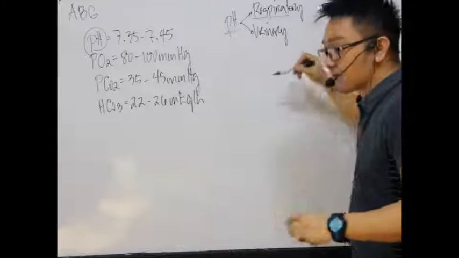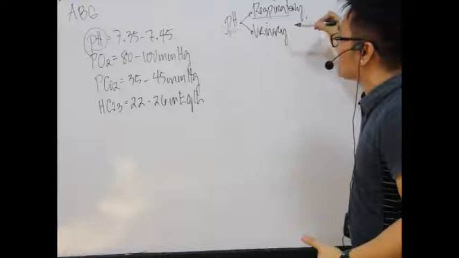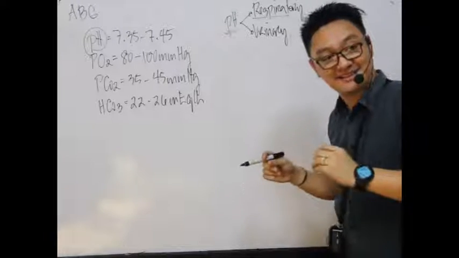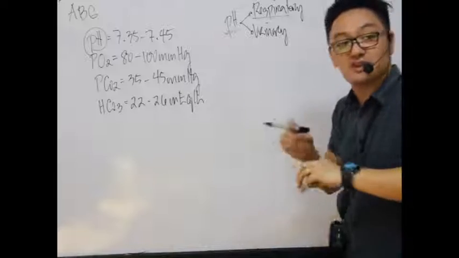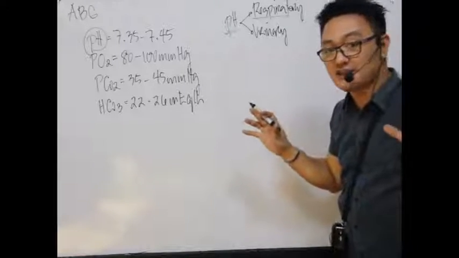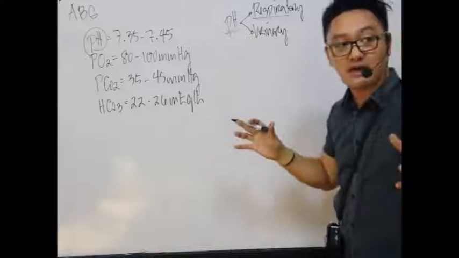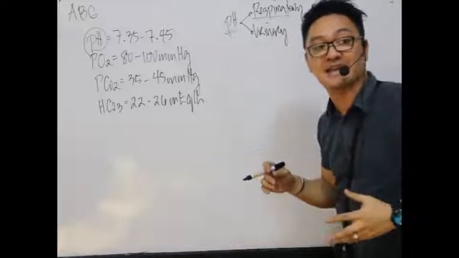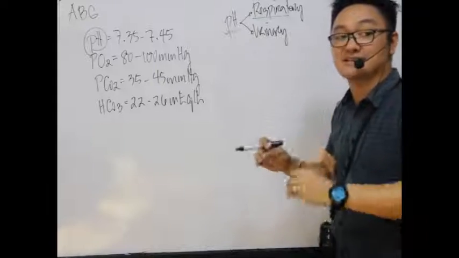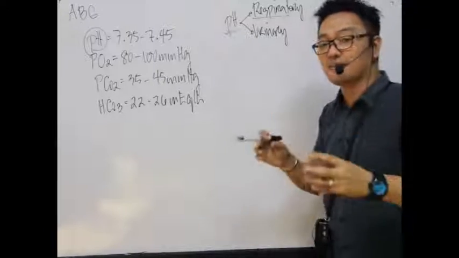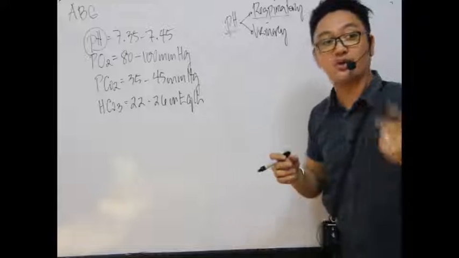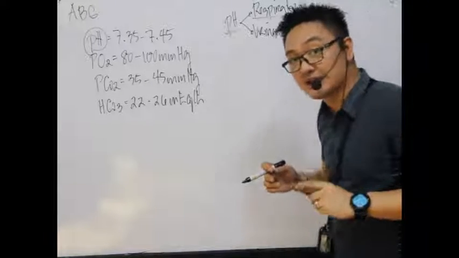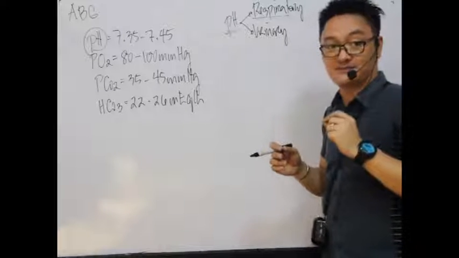If one system compensates, if the other system will try to help, you call that as compensated. Can you follow? If the other system didn't do anything about it, did not compensate, did not help, that is what we call uncompensated. Now, if the help is successful, you call it as fully compensated. But if not successful, it is partially compensated. Do not forget that.